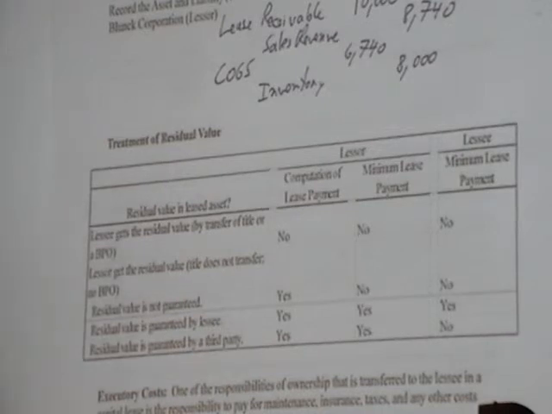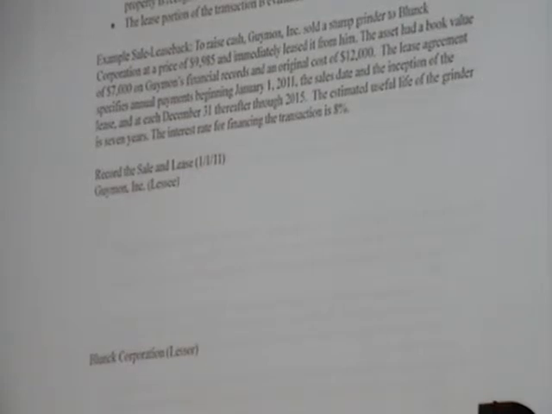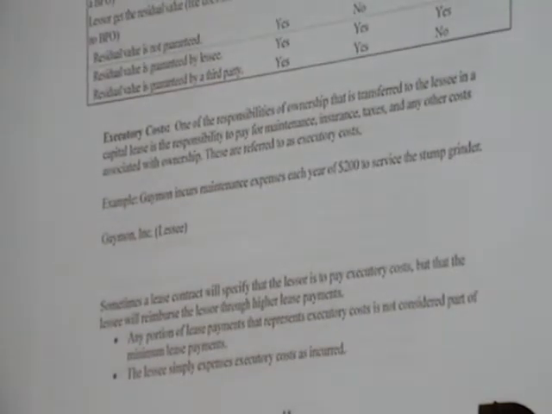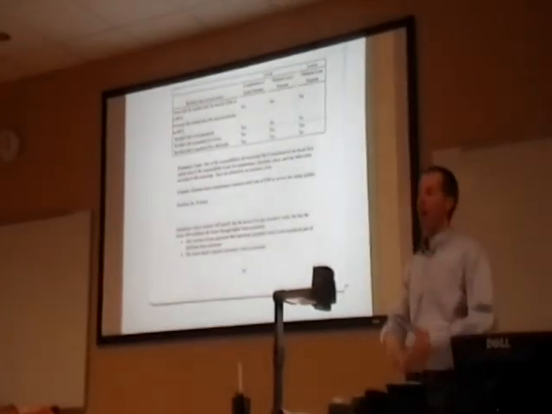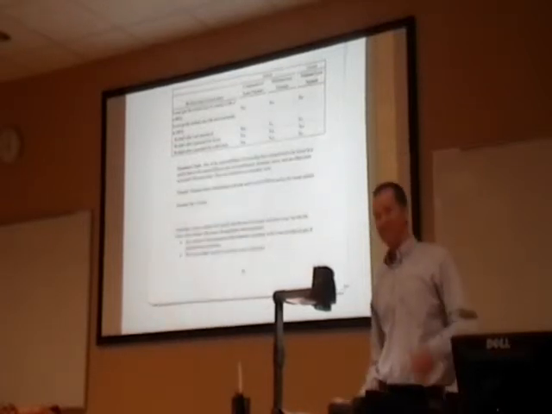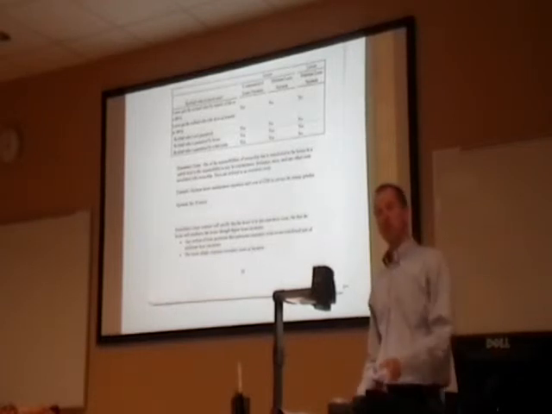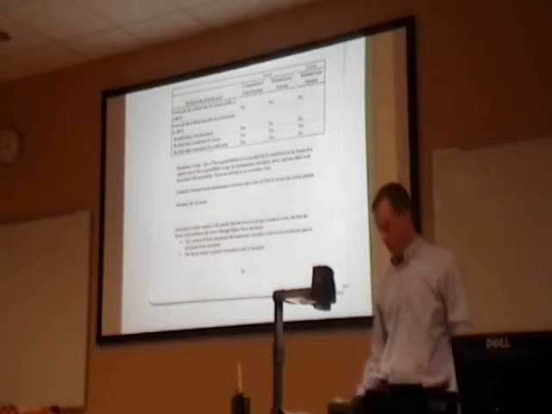I apologize. Our next topic, executory costs. Okay, we're going to have to skip a couple things in here, I think. But we can't skip executory costs. All right, executory costs. One of the responsibilities of ownership that is transferred to the lessee in a capital lease is the responsibility to pay for maintenance, insurance, taxes, anything associated with the upkeep or the regular use of this asset. These are referred to as executory costs. So we've already talked about them previously, that it's usually the lessee's responsibility to maintain the asset, right? Remember that? Talked about that previously.